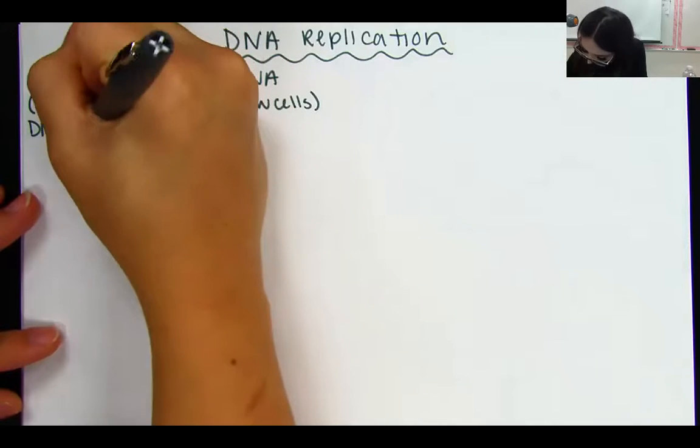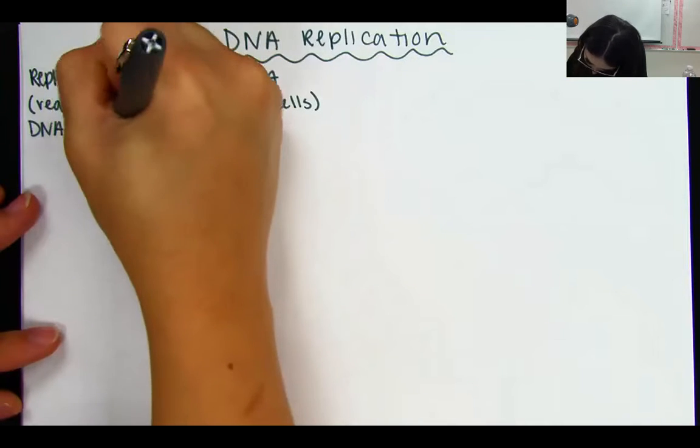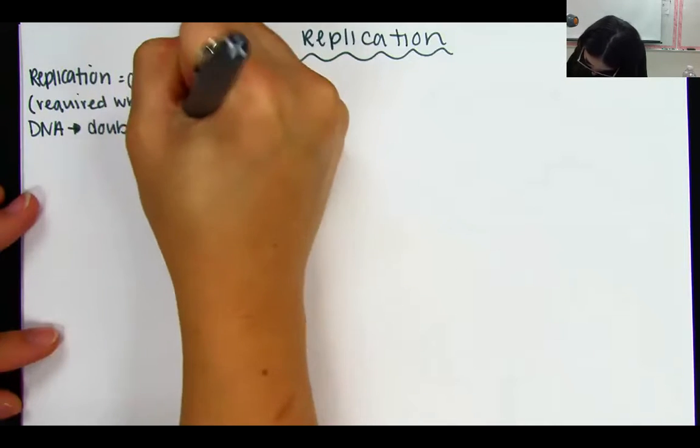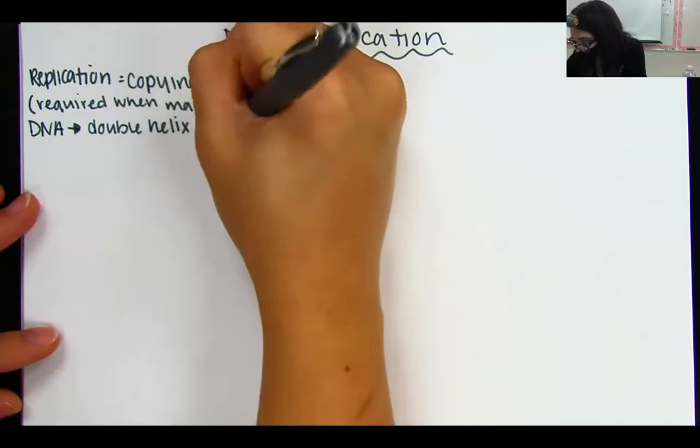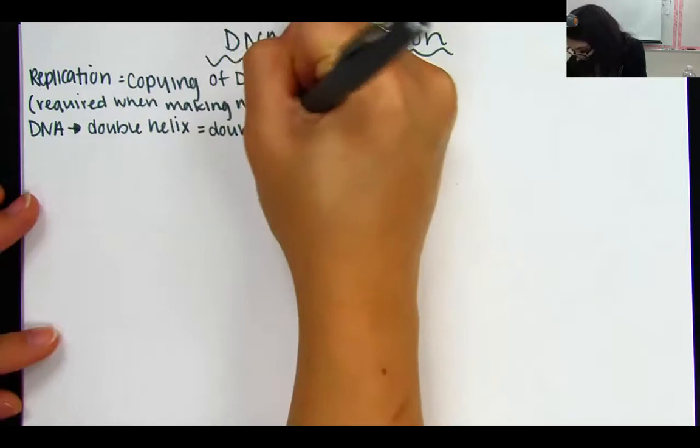DNA is a double helix, meaning it's double-stranded.